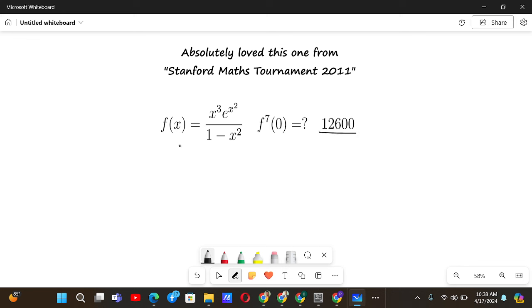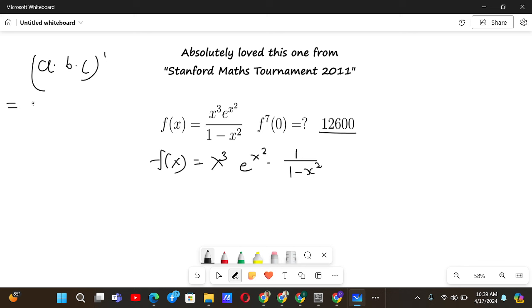But how do we begin solving this problem? Do we actually take the derivatives? Let's see how complicated it becomes if we want to take the derivative. So we have the function as x cubed e to the power x squared, and then 1 by 1 minus x squared. Now, if we want to differentiate, say, functions a, b and c, the product rule gives us a' b c plus a b' c plus a b c'.